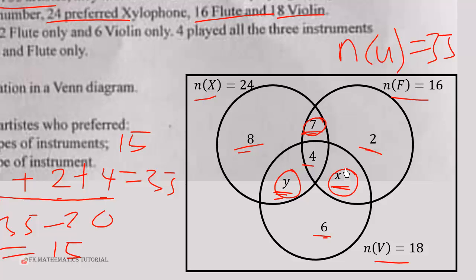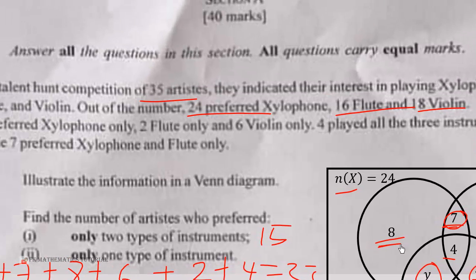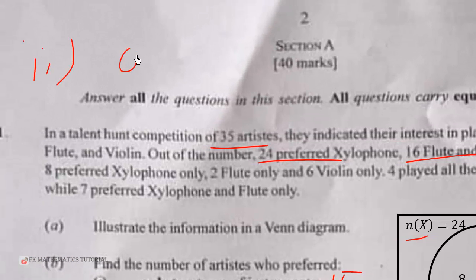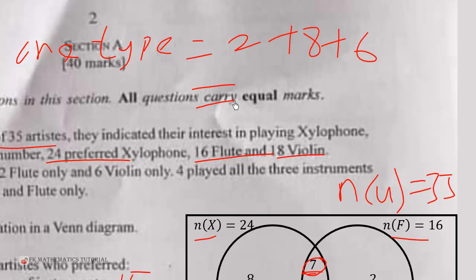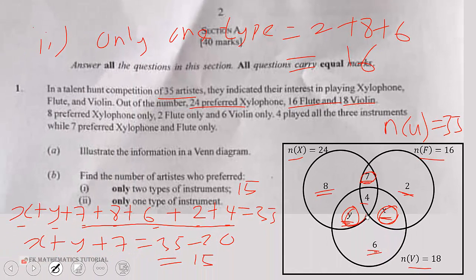Then we're also asked to find only 1 type of instrument. So for only 1 type of instrument, you add 6 plus 2 plus 8, and that will give you 16. So if you like, you can decide to find the value of x, find the value of y, then you add it to 7. You get the same result as 15.